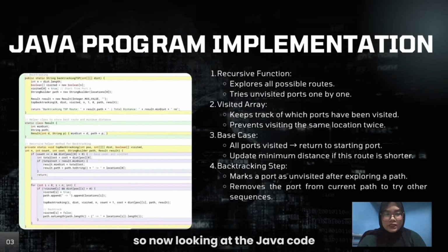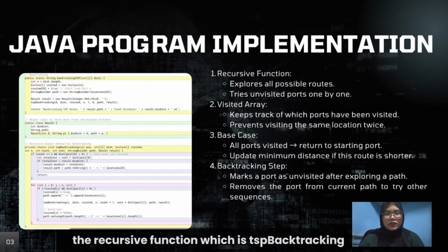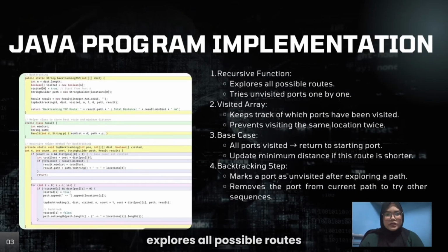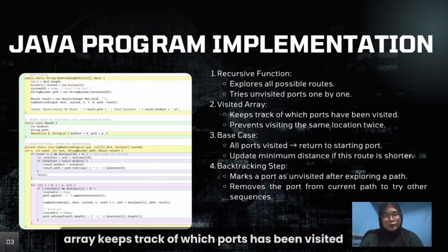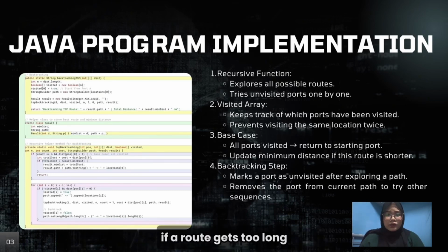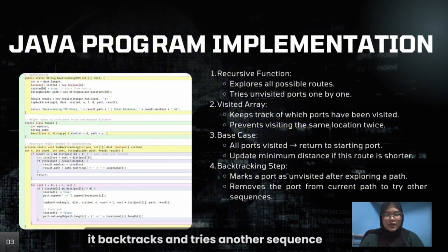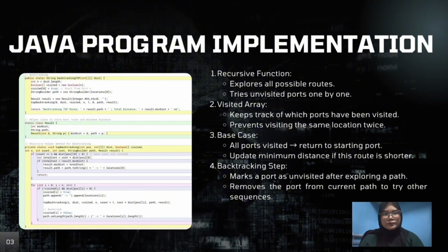So now looking at the Java code, the recursive function, which is TSP backtracking, explores all possible routes. The visited array keeps track of which ports have been visited. If a route gets too long, it backtracks and tries another sequence until all ports are visited.